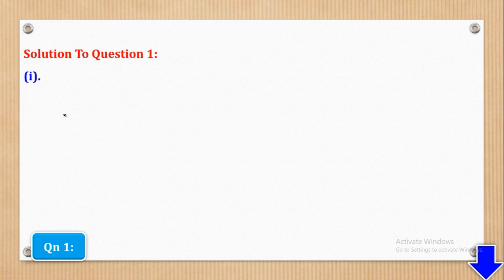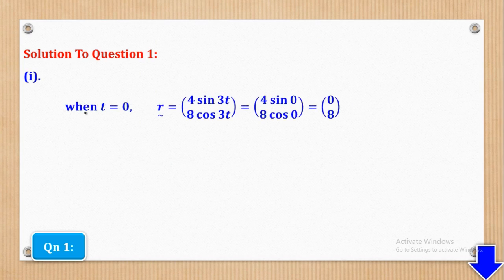So we shall start with part A, Roman 1. First of all, you know that r is equal to 4 sine 3t, 8 cos 3t. So when t is equal to 0, it means I substitute for t here and here to come up with 4 sine 0 and 8 cos 0. So 4 sine 0 is equal to 0 and 8 cos 0 is equal to 8. Remember, cos 0 is equal to 1, so 1 times 8 gives you 8, while sine 0 is equal to 0, so 0 times 4 gives you 0.